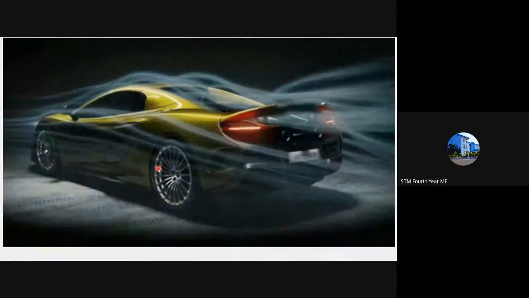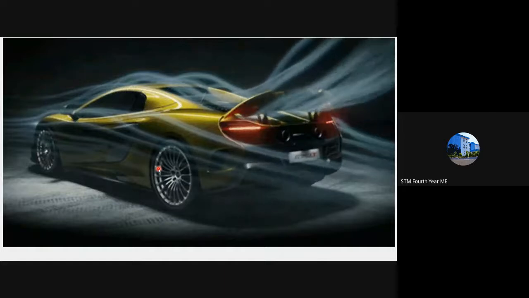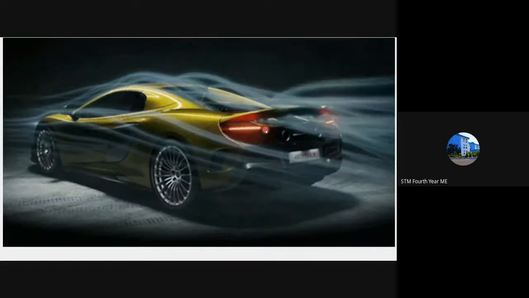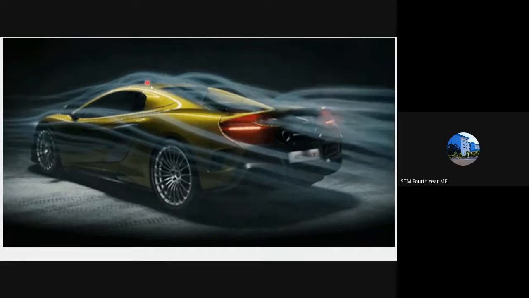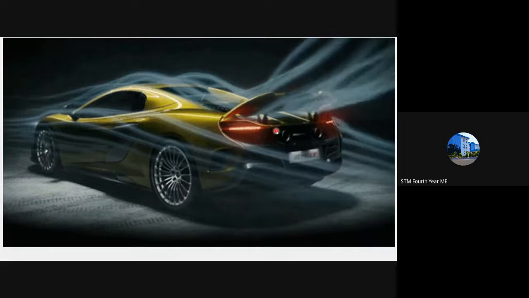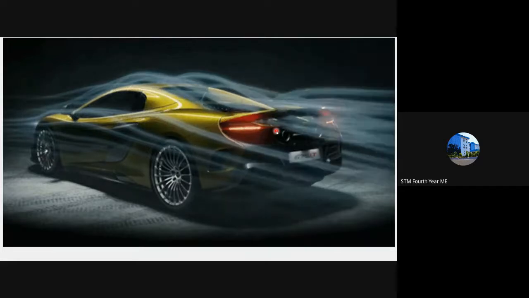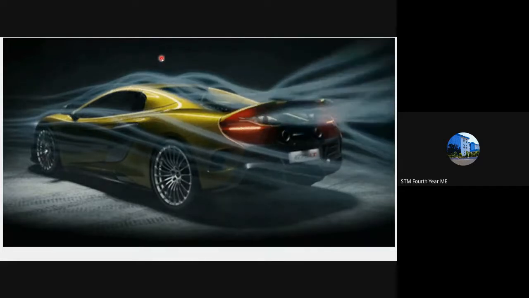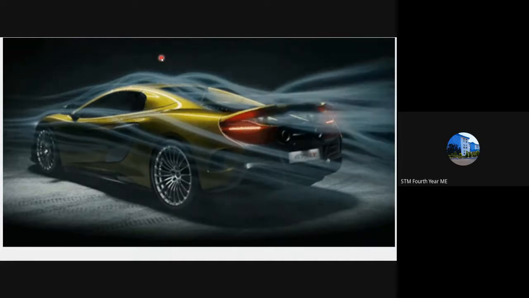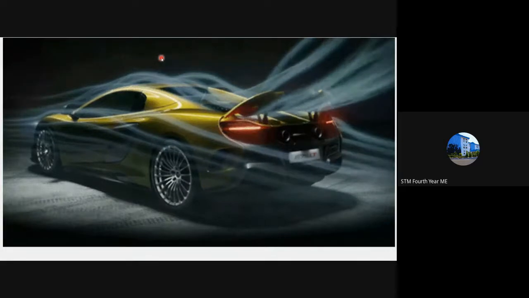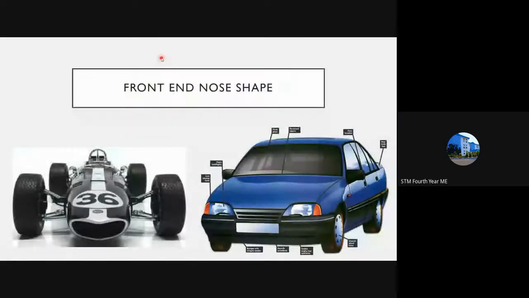So this is an example of a retractable spoiler. It is present inside a vehicle, and you can see how, once it retracts, the air moves inside the wind tunnel. You can see how it is moving. Okay.